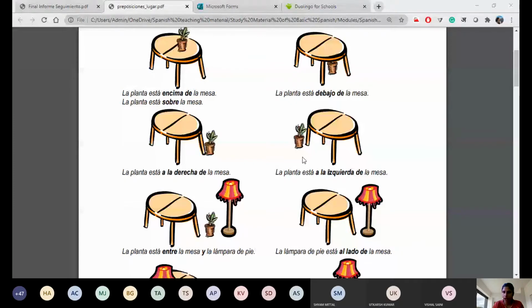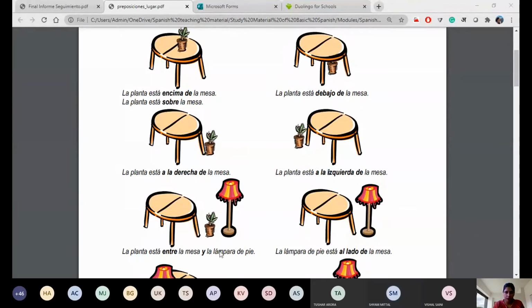Can I ask someone? Tushar, what is right? What, ma'am? Sorry, can you repeat? What is right in Spanish? A la derecha de. No, just right, not the whole thing. Derecha. Pronounce it correctly. Derecha. Okay, Shyam Mittal, what is left in Spanish? Right is derecha, and left is izquierda. Izquierda. Muy bien. That's good.